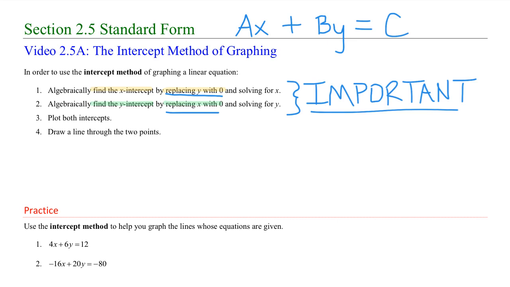So learn that well now so that you know it in the future. You're going to have to know this in future math classes, not just in this math class. All right. Once we know the intercepts for our graph, we can plot those intercepts and then use those points to help us draw the line representing the equation. So with all of that in mind, let's move ahead and look at the practice problems.